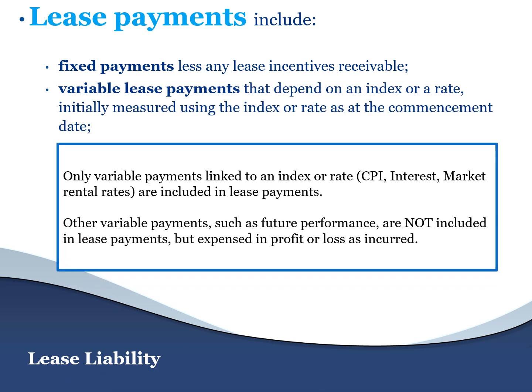Secondly, we then include the variable lease payments that depend on an index or a rate. As I mentioned up front, we generally exclude variable payments, but you're only including those that are linked to some sort of index. So for example, if your lease is linked to an increase in CPI or interest rates or anything like that, those would be included within it. However, any variable payments such as your future performance payments are not included. Those you just, as and when you pay them, expense in P&L.